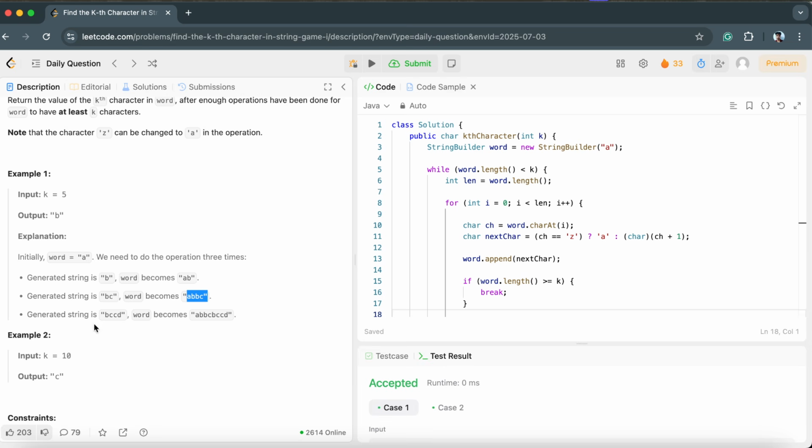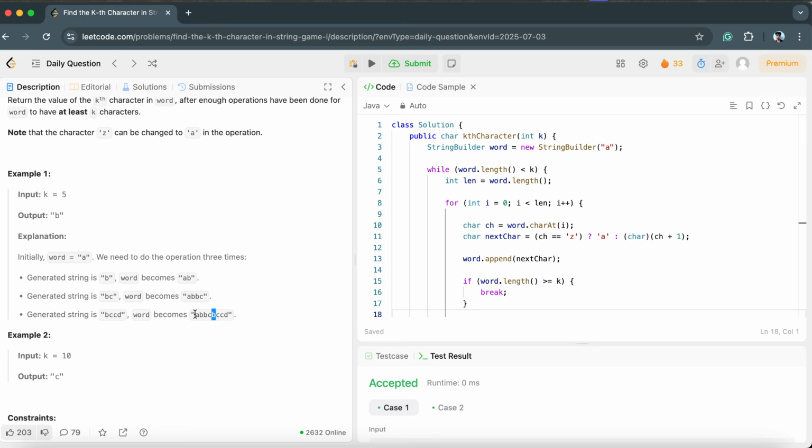Again for abbc, we will have bccd: for a it is b, for b it is cc, for c it is d. Whatever new string we get, we attach it to this word. Now this entire word that we have formed has length 8 and k value is 5. So the fifth character in this newly generated string is what we have to write into the output.